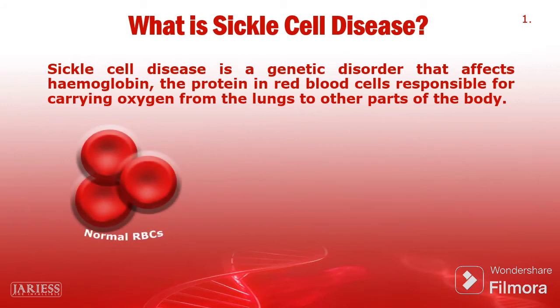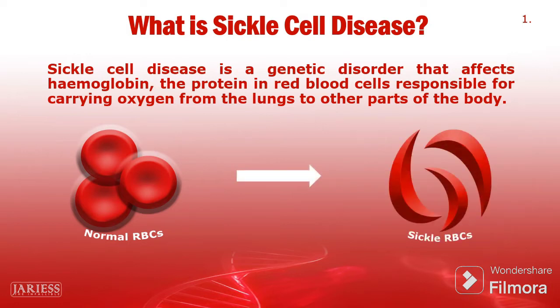Normal red blood cells are biconcave or circular. However, in the case of sickle cell patients, their red blood cells take on a sickle or crescent shape. Why this change? Let's dive in.